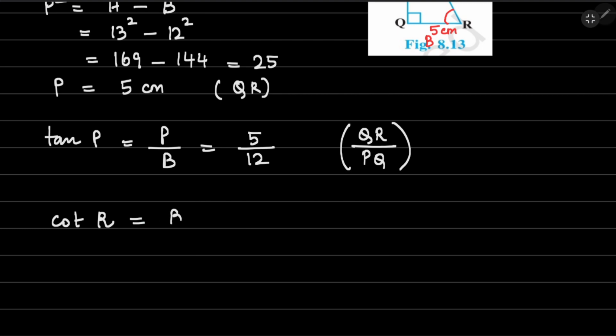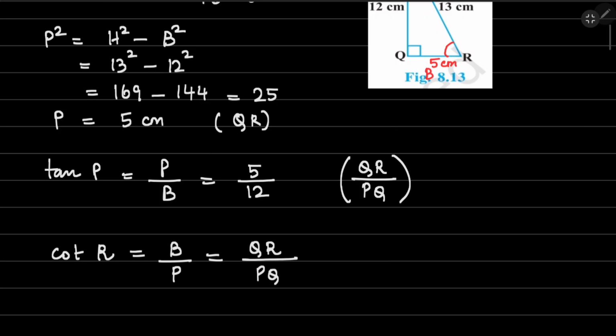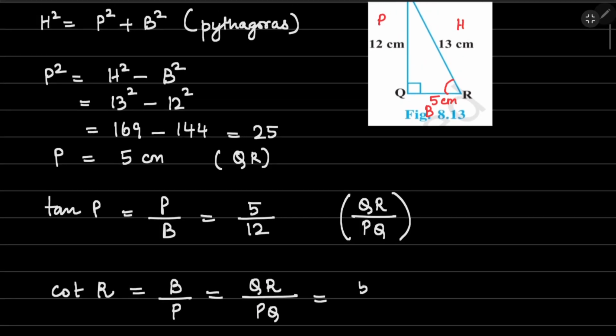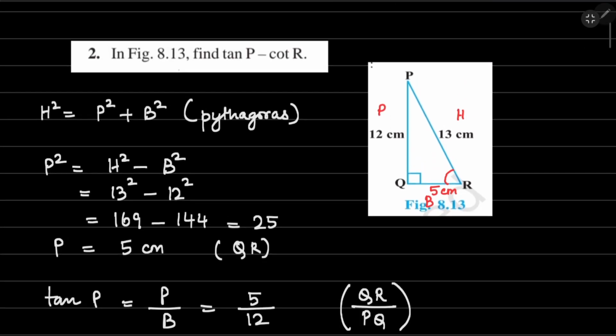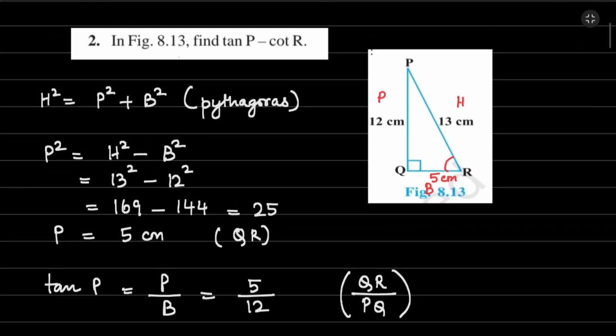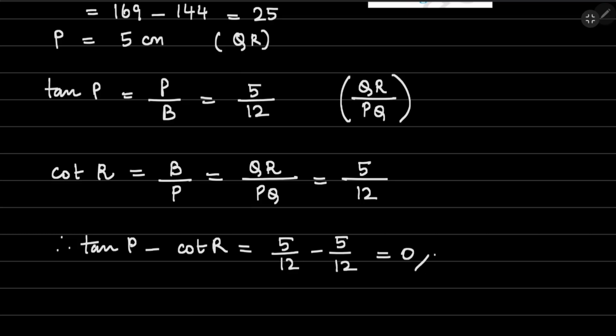Cot R is nothing but base by perpendicular. What is our base now? Base is QR, divided by what is our perpendicular? It is PQ. So, QR is nothing but 5. And what is our PQ? It is 12. Right? So, tan P and cot R we have calculated. But what we have to find is tan P minus cot R. So, therefore, tan P minus cot R is nothing but 5 by 12 minus 5 by 12, which is equal to 0. And that's your answer.